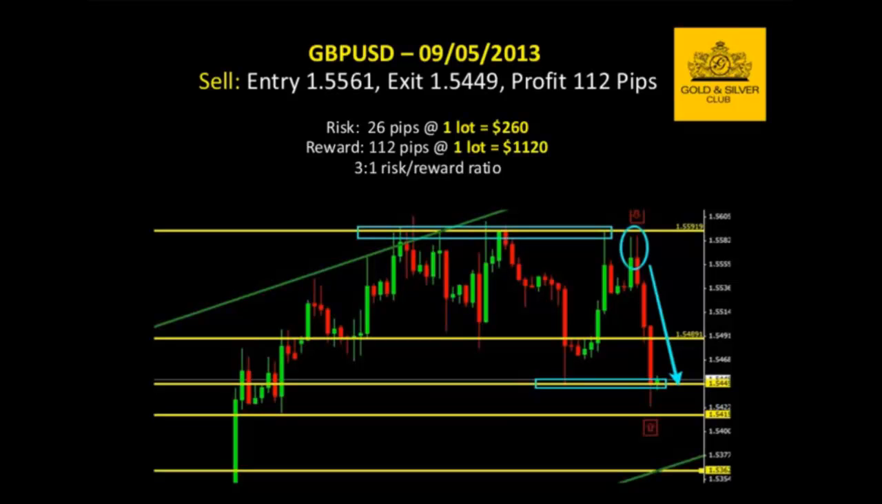We're coming near some interesting levels of support this morning. But this was a sell off resistance at 1.5561. All our strategy criteria were ticked in order to sell short, and we came out at support at 1.5449 for a profit of 112 pips. The risk on the trade was 26 pips, so $260 risk, for just a simple day trade back down to support for a 3-to-1. We reached it pretty quickly over the course of that day, just a simple day trade on pound dollar.